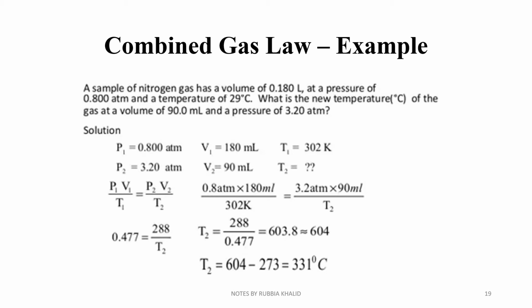So T2 will be equal to 288 over 0.477, which is equal to 603.8. They ask you to solve for temperature in degrees Celsius. In order to convert Kelvin units into degrees Celsius, we're going to subtract 273 from the answer we calculated, which was 604 minus 273, and that will give you 331 degrees Celsius.